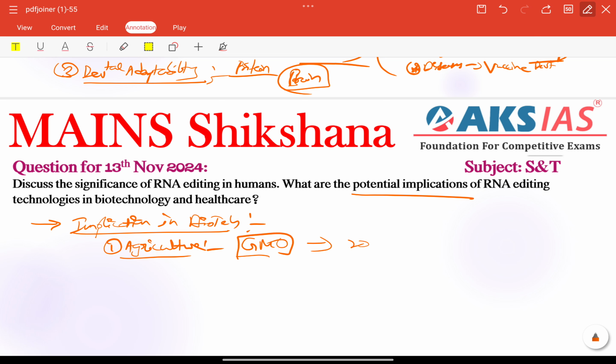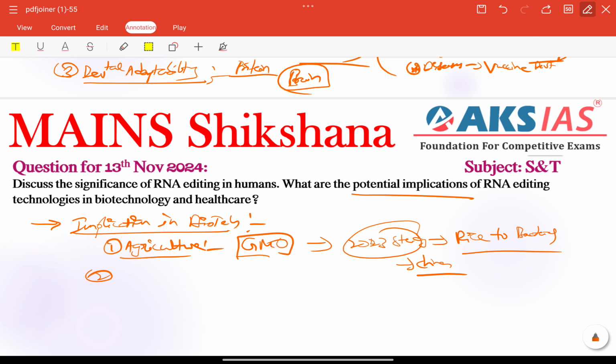A recent 2023 study from China showed how RNA editing improved rice resistance, especially resistance to bacterial diseases, right? Very important, this one. So, the 2023 study, especially from China. So the next important thing is synthetic biology. That is also a very important implication regarding our biotechnology, right?